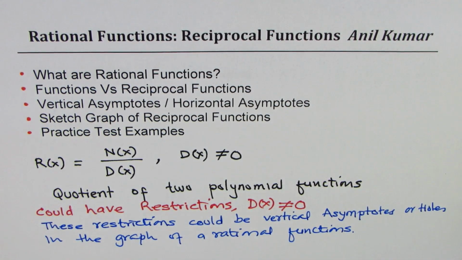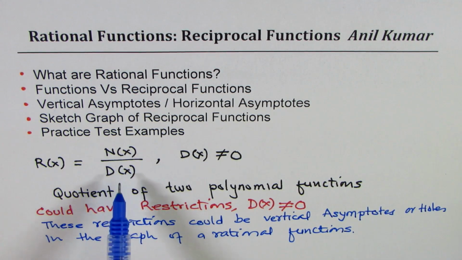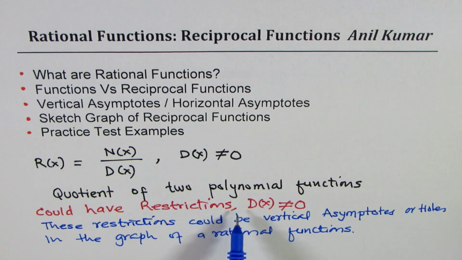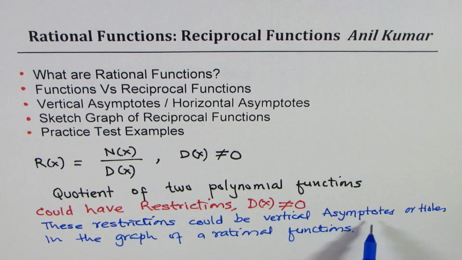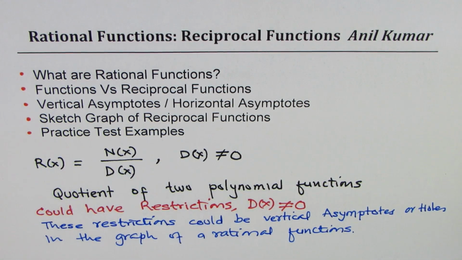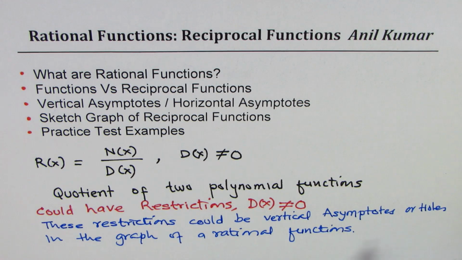I'm giving you a heads up on a few topics which we are going to see later in this video. So to summarize, rational functions are basically ratios of two polynomials where the denominator cannot be 0. If the denominator is 0, it leads to restrictions on a graph that could be a vertical asymptote. Sometimes it could be a hole also. A hole has a special property that we have a common factor between numerator and denominator. We'll get into those details later.